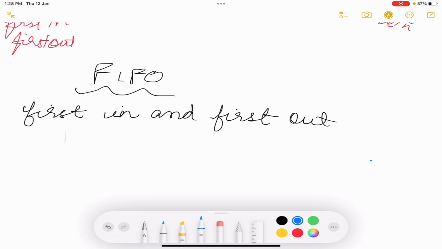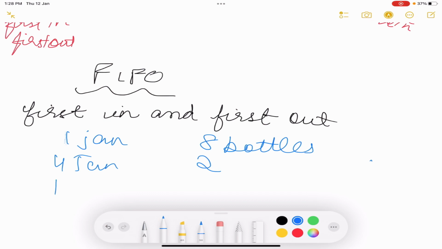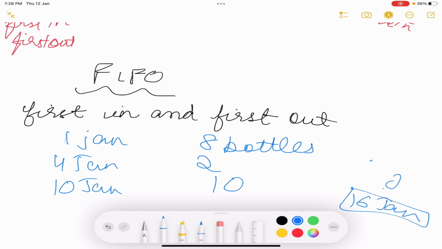So if, let us say on 1st Jan, I had 8 bottles. On 4th Jan, I purchased 2 more. On 10th Jan, I purchased 10 more. And on let's say 16th Jan, I need to make a sale of 2 bottles. So will I subtract 2 from the purchase I made on 1st Jan or here or here?